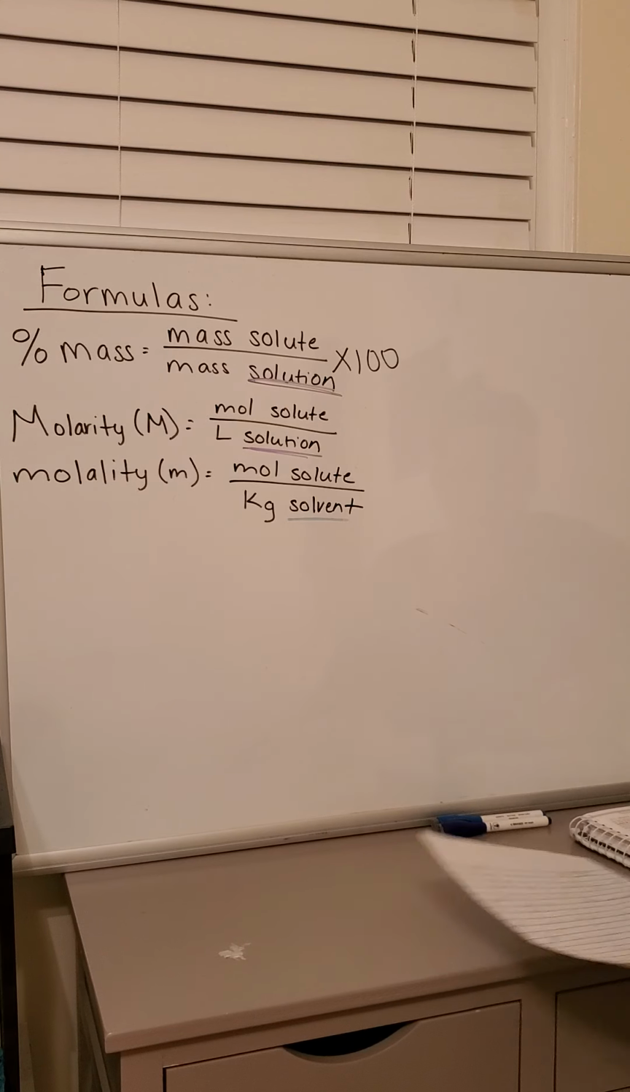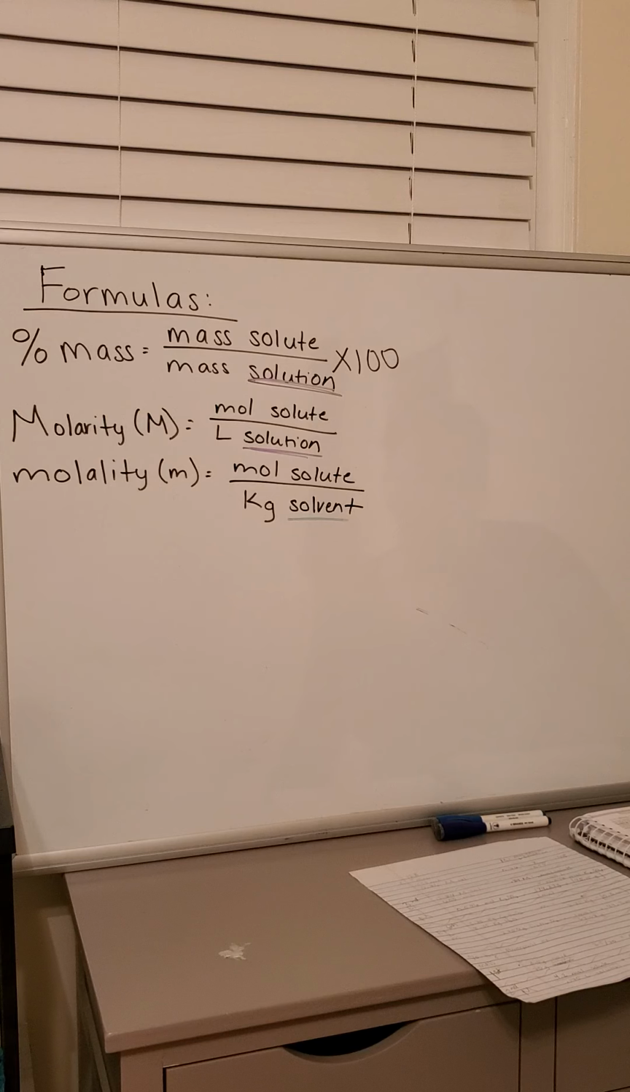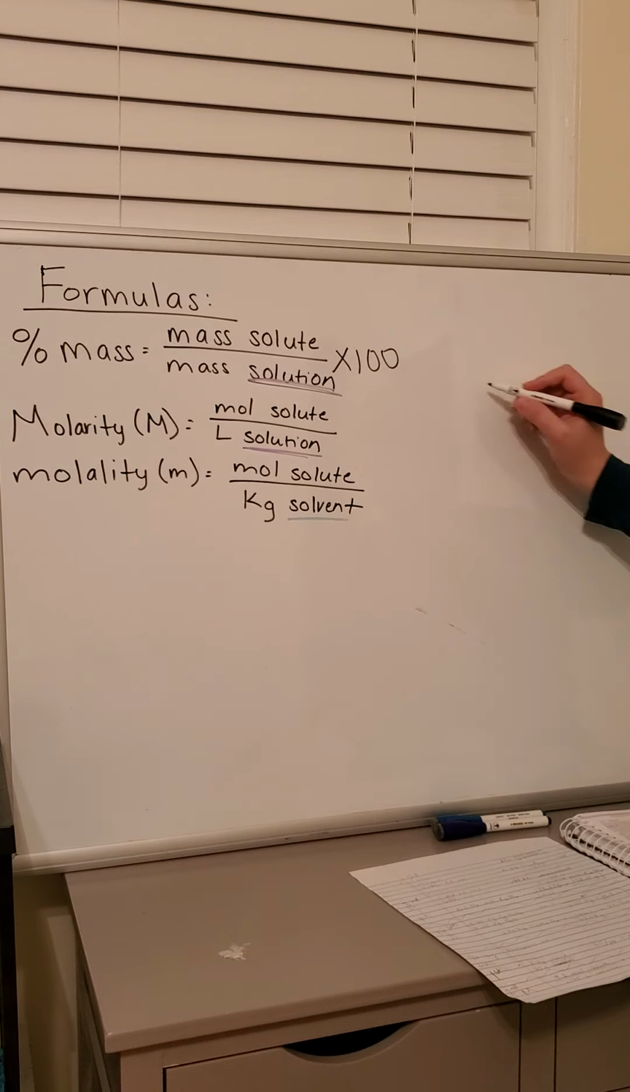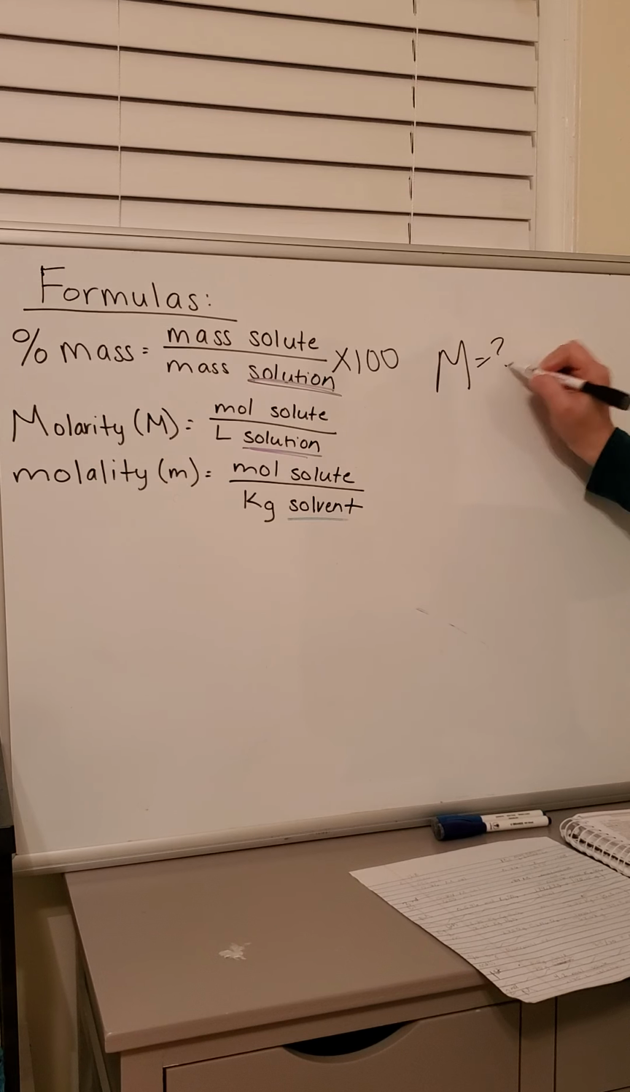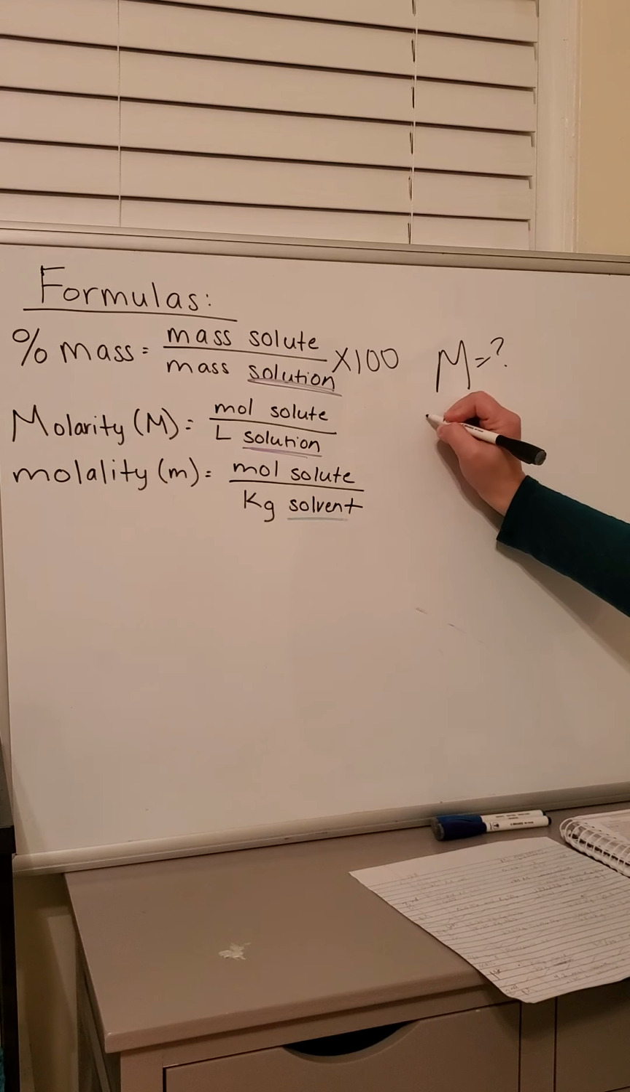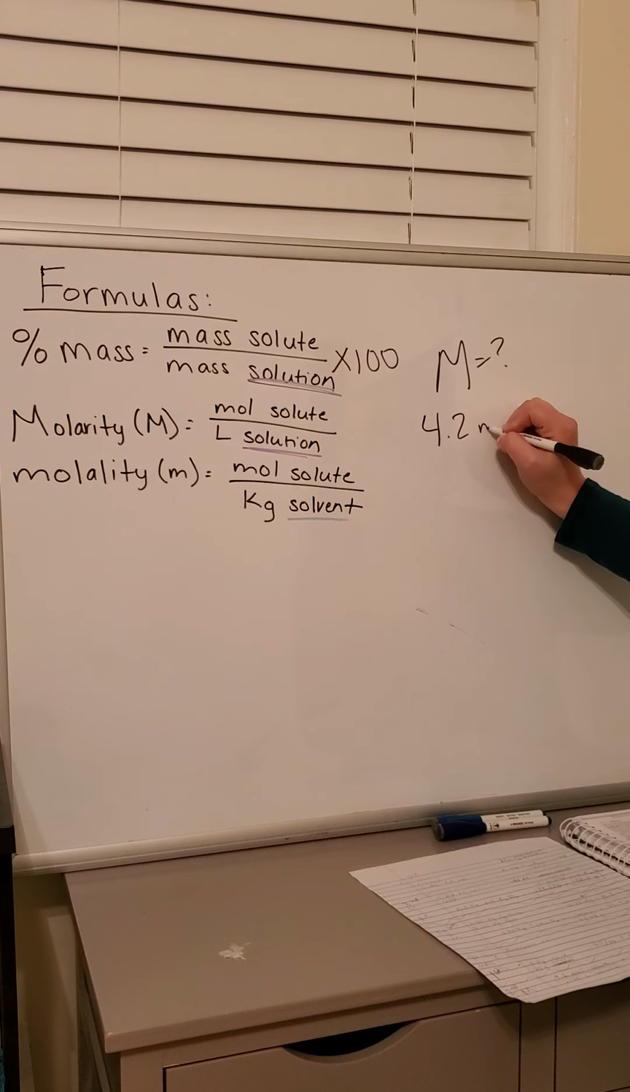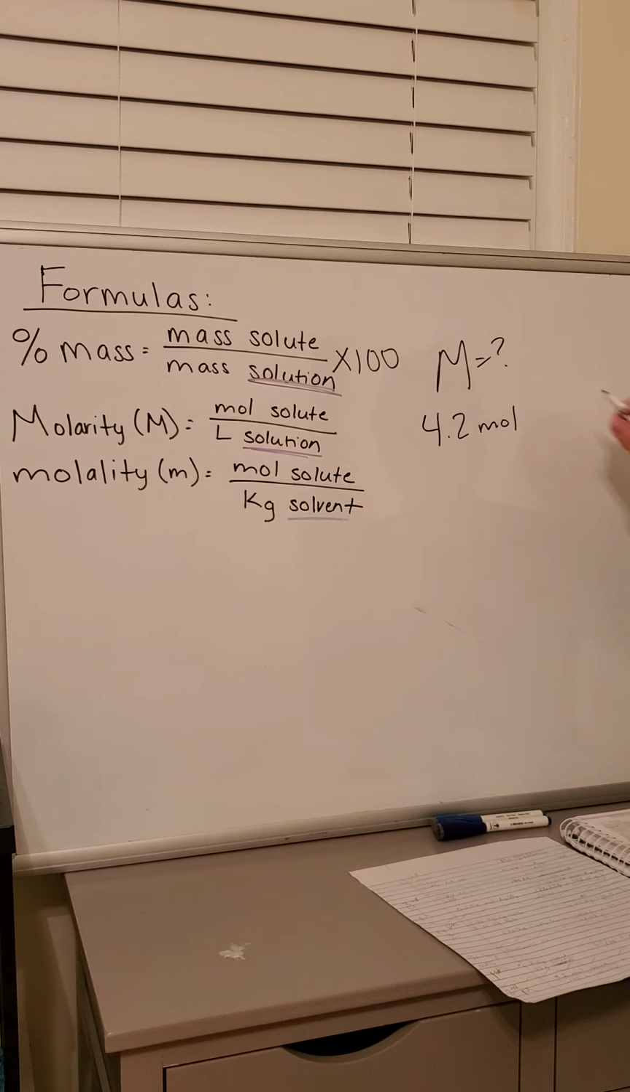All right, so the question says, what is the molarity, so that we know we're using this formula right here, of the solution that contains 4.2 moles of solute in 175 milliliters of solution. Okay, so I'm going to write down what the problem gives us. So we're looking for molarity. Okay, that's what we're solving for. That contains 4.2 moles. So we have 4.2 moles of solute.